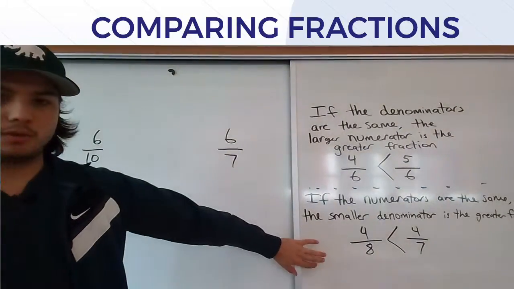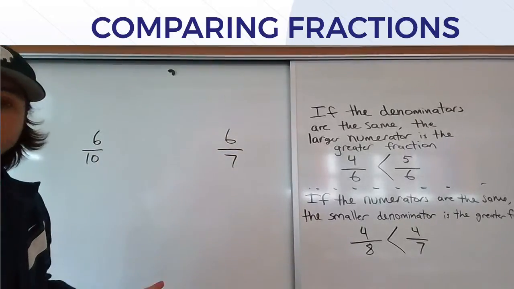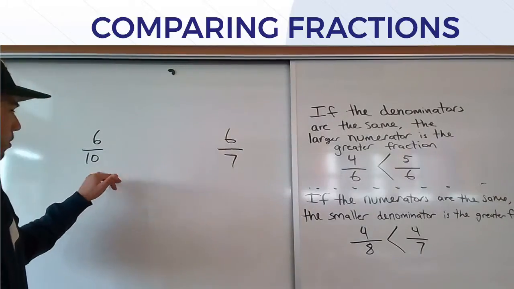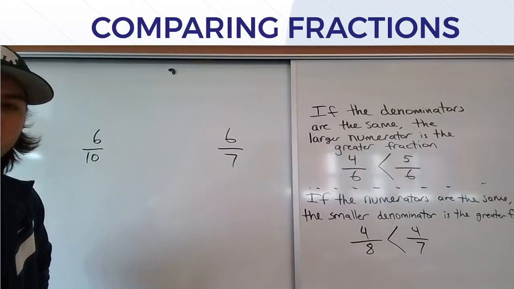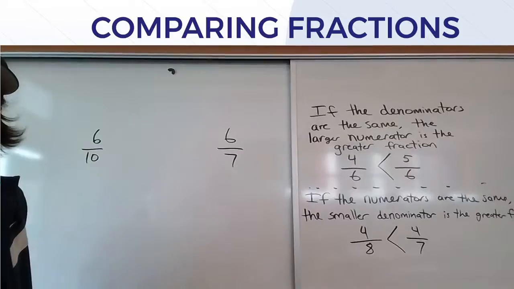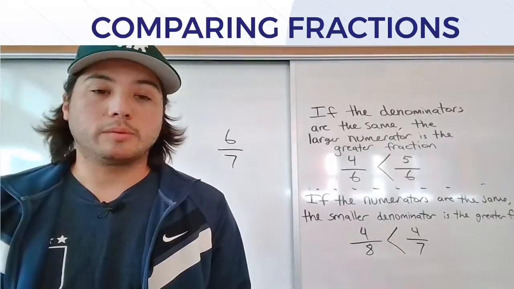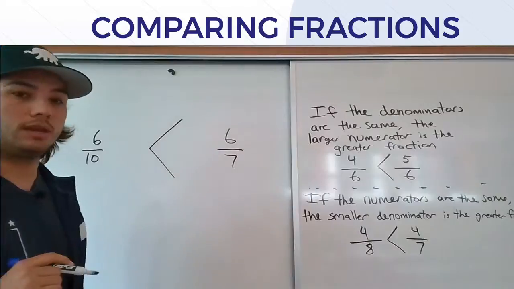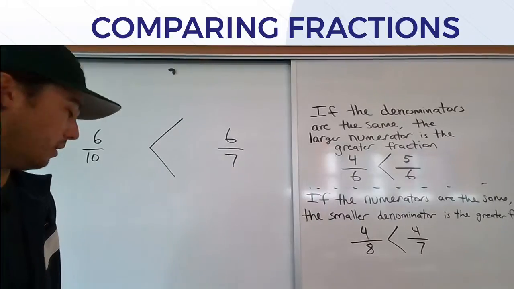So now let's go back to our rules here. If our numerators are the same, they're both 6s, we have 6 pieces, but which is the bigger piece? Is a 7th the larger piece, or is a 10th the larger piece? Right, our 7th is the larger piece. If we divide 1 into 7 equal pieces, they're going to be larger than if we divide 1 into 10 equal pieces. So our 6/7 is greater. Okay? Make sense? Let's try another one.